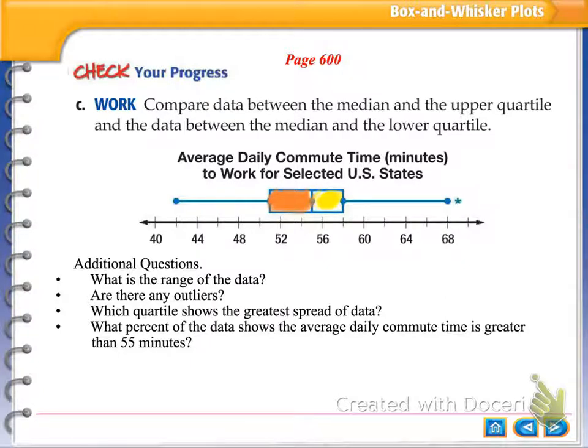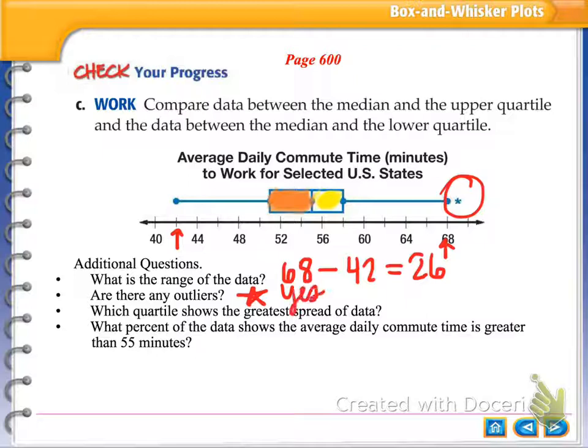All right, additional questions. What is the range? Looking at this, my largest value in this case would be 68, minus my smallest value, which would be right here at 42. Okay, so 68 minus 42 would be 26. All right, are there any outliers? Looking at this picture, I can easily tell. Yes, I've got a star right there. Okay, so yes, there is an outlier. The outlier would be at 69.